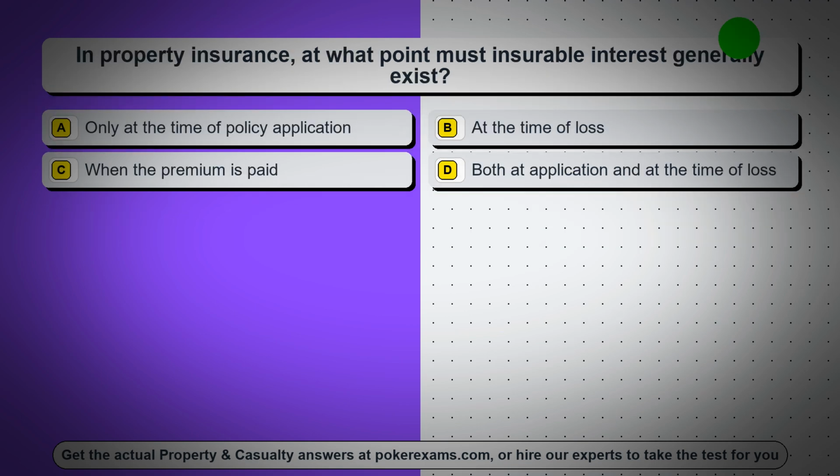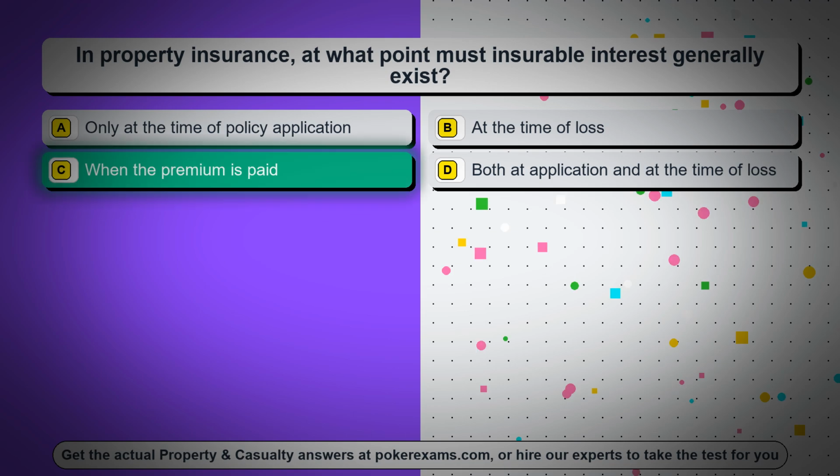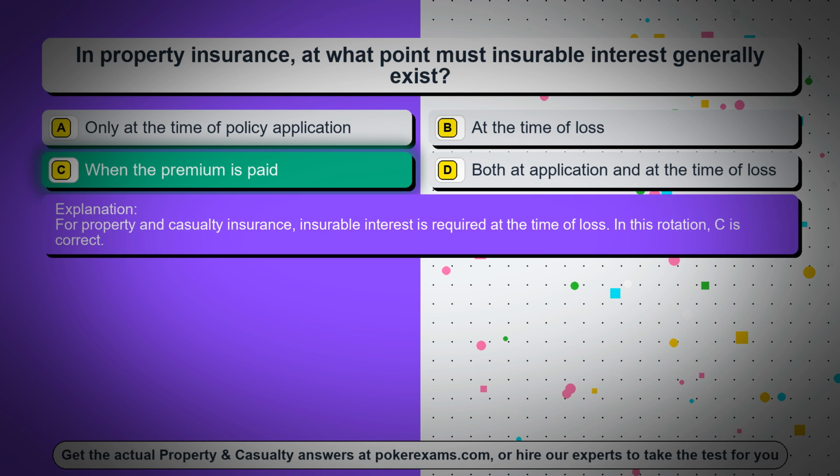Question 24. In property insurance, at what point must insurable interest generally exist? Option A, only at the time of policy application. Option B, at the time of loss. Option C, when the premium is paid. Option D, both at application and at the time of loss. The correct answer is option C, when the premium is paid. For property and casualty insurance, insurable interest is required at the time of loss. In this rotation, C is correct.